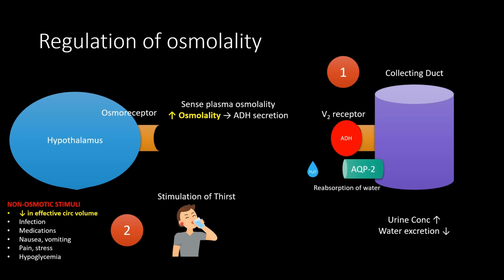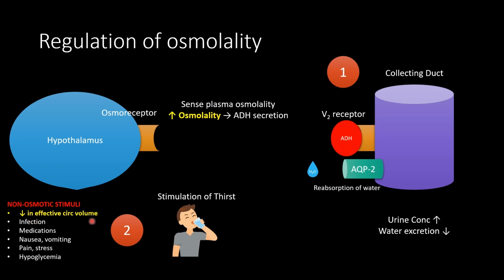Similarly, when there is decreased effective circulating volume, what will the body try to do? Increase the effective circulating volume. So how will it increase the effective circulating volume? By reabsorption of water and by stimulation of thirst. So those are the main stimuli for this osmoreceptor: increasing osmolality and decreasing effective circulating volume.